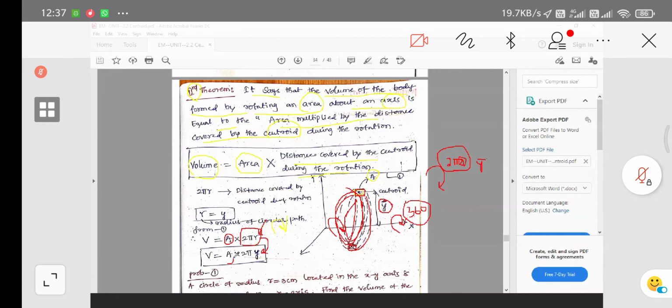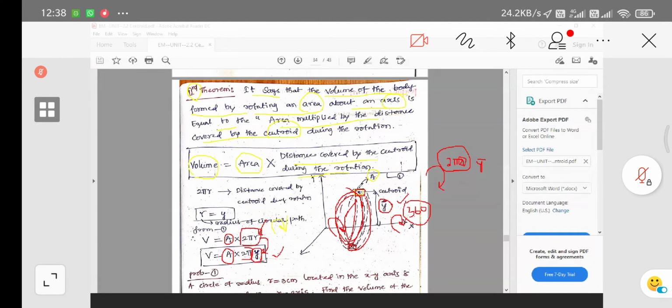So the area of that particular element that is to be rotated, and also how much distance it covers, is the circular circumference. That circular circumference is 2 pi r, and the distance is maintained by the centroid. So A into 2 pi y bar is our total volume that is going to be generated from this two-dimensional element.